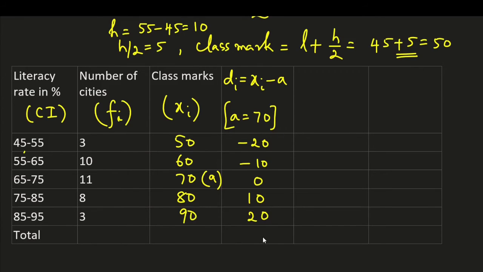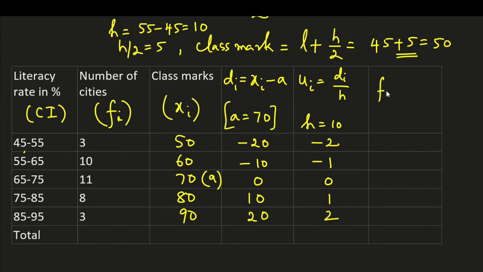When we observe the deviations, it is found that these deviations are multiples of 10. So let us choose h as 10 and find out ui values. ui is equal to di by h. So here minus 20 by 10, we get minus 2. Here minus 1, 0, 1, 2.